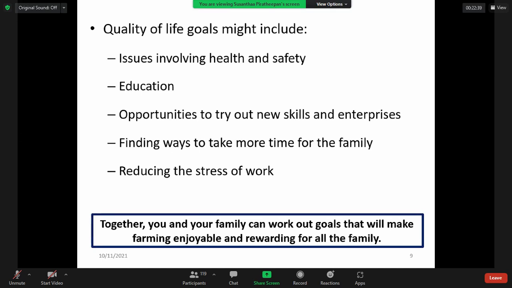And finding ways to take more time for your family. These last two things are common for other workers: there is less time to spend with the family and more stress. When you have your own farm, you can allocate more time to your family. You can manage the farm and the family, and this is also less stressful work compared with other major jobs. Together, you and your family can work out these goals, and it will be an enjoyable farm, rewarding many benefits to you and your family.